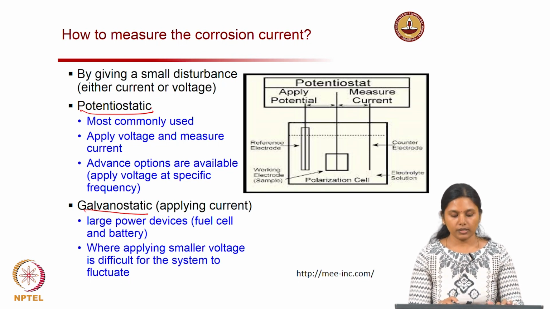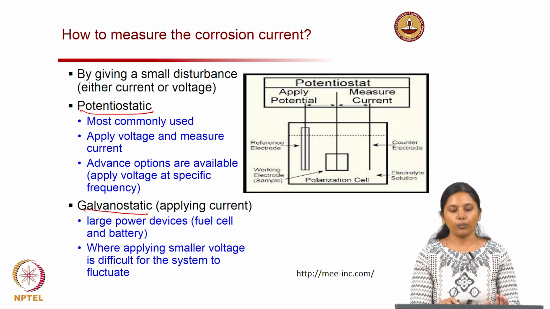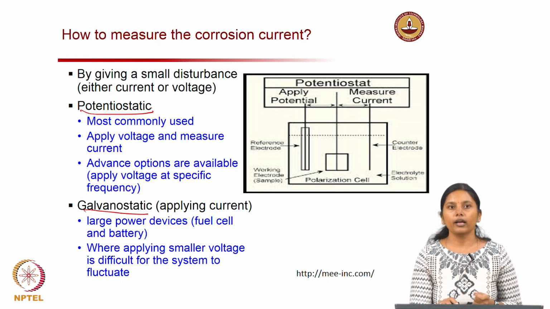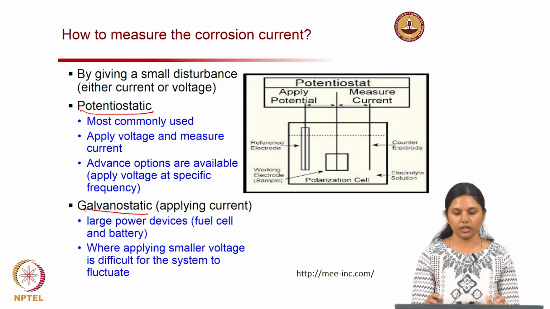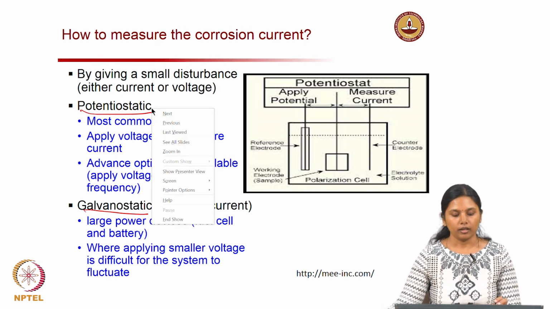There are different advanced options available, that is, you can apply voltage at specific frequencies in different systems like Solartron. Galvanostatic is usually employed for large power devices, that is fuel cells and batteries, where applying a smaller voltage will be difficult for the system to fluctuate. So, instead of applying voltage and measuring the current, we apply current and then measure the voltage. So, we now move on to the next thing based on potentiostatic mode.